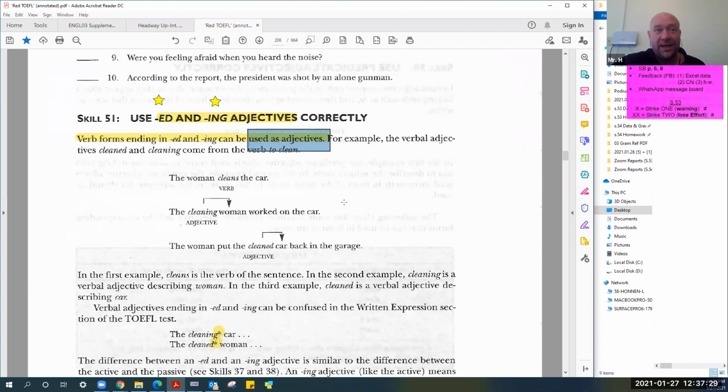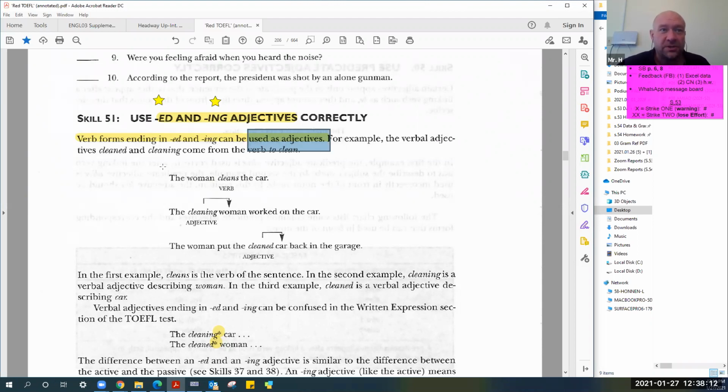Adjective describes a noun. So sometimes we take a verb, then we add ing, and we take it to describe a noun. Or a verb plus ed, then we also can describe a noun with this. But there is a difference between ed and ing adjectives. All right. So let's read the examples.